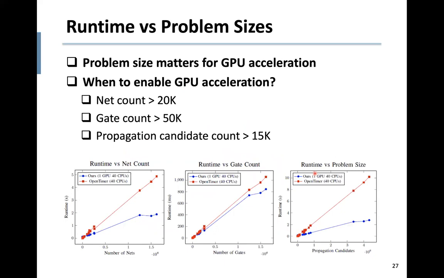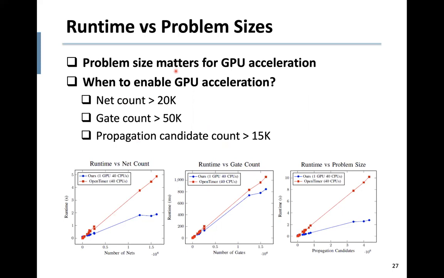What about the effect of the problem size? We know GPU is good at processing a large amount of data at one time. If the problem is small, we don't benefit too much from the use of GPU. Here we did an experiment to measure the runtime at different problem sizes and see what problem size we can benefit from the GPU parallelism.